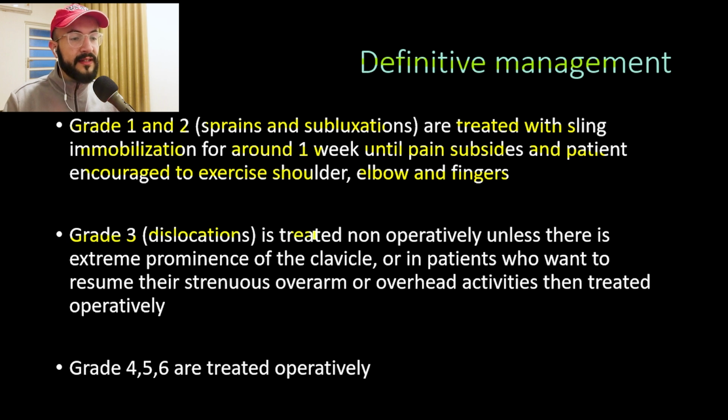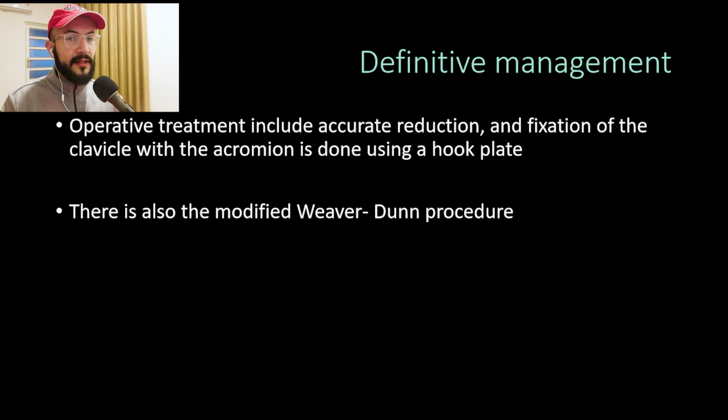those are treated non-operatively unless there is extreme prominence of the clavicle, or in patients who want to resume their strenuous overarm or overhead activities, then we treat them operatively. And grade 4, 5, and 6 are all treated operatively. Now, the operative management of these injuries includes accurate reduction of the joint, and fixation of the clavicle with the acromion is done using a hook plate.